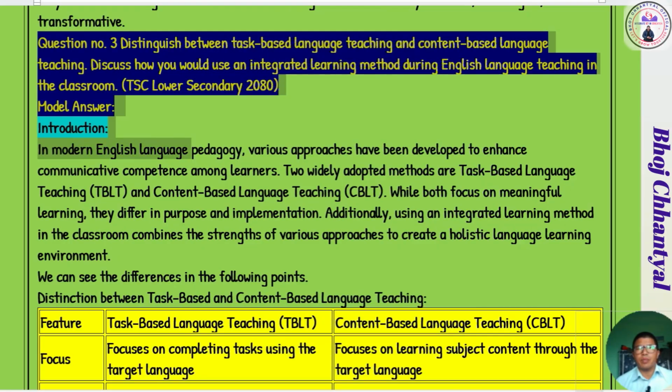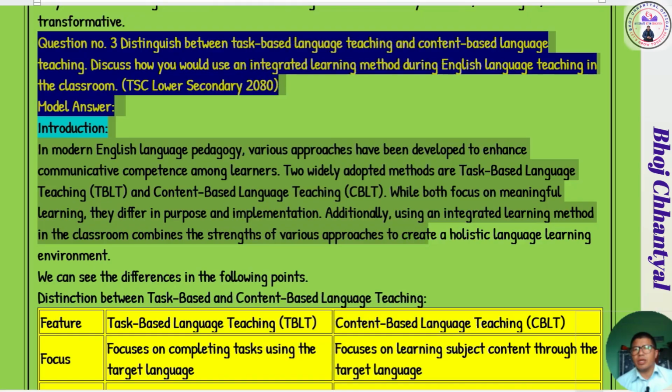In modern English language pedagogy, various approaches have been developed to enhance communicative competence among learners. Two widely adopted methods are text-based language teaching (TBLT) and content-based language teaching (CBLT). While both focus on meaningful learning, they differ in purpose and implementation. Additionally, using an integrated learning method in the classroom combines the strengths of various approaches to create a holistic language learning environment. We can see the differences in the following points.